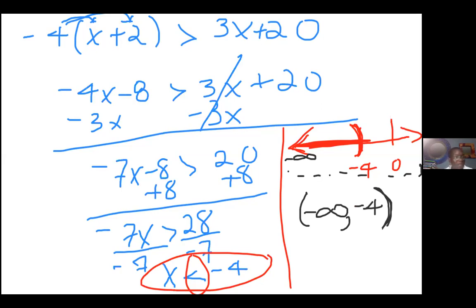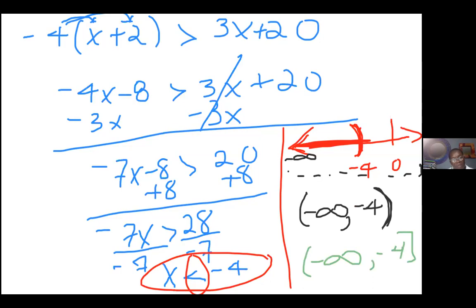Someone sent me a message earlier and said, you know what? I got this problem right, but for some reason, the computer's marking it wrong. So what is wrong with this one, guys? Look, what is wrong with it? The person put a bracket when there should have been a parenthesis. So this would be incorrect.